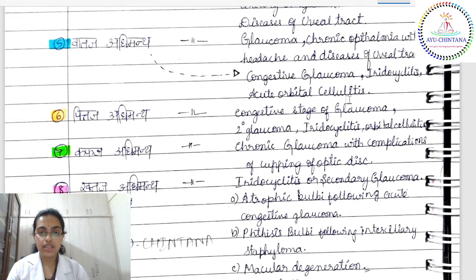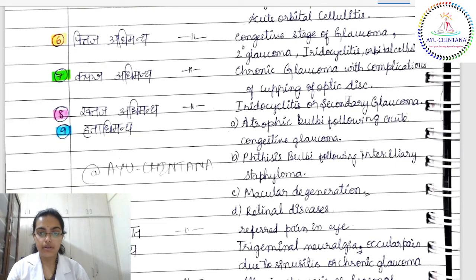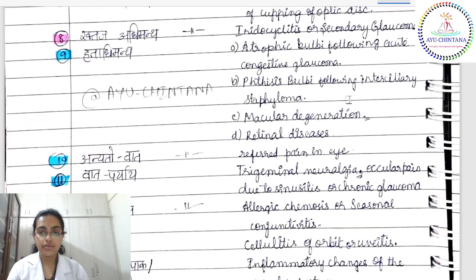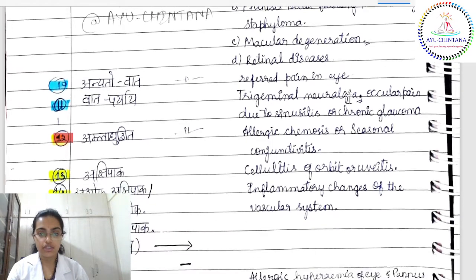What is Vataja Adhimanta related to? It is related to glaucoma, congestive glaucoma more, and iridocyclitis or acute orbital cellulitis. Pittaja Adhimanta is the congestive stage of glaucoma, secondary glaucoma. Kaphaja is chronic glaucoma with complications, like cupping of the optic disc. Then Raktaja Adhimanta is iridocyclitis or secondary glaucoma. Hatadhimanta is atrophic bulbi following acute congestive glaucoma, or it can be phthisis bulbi or macular degeneration.